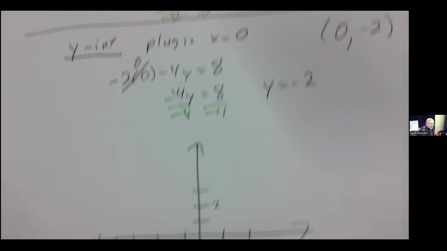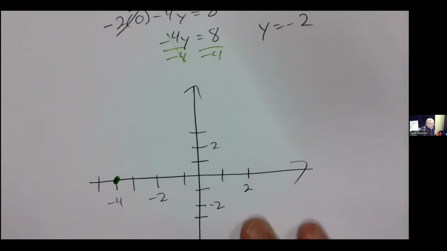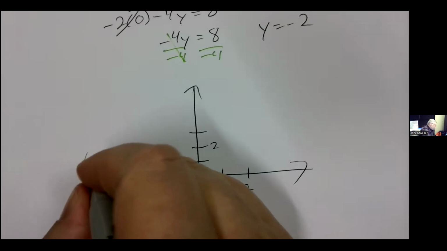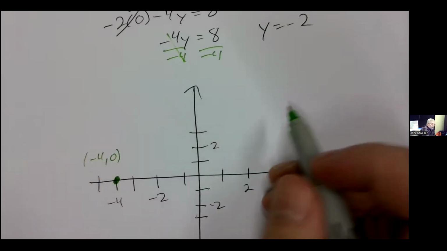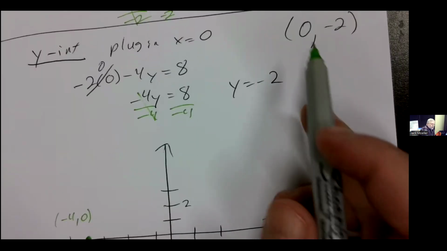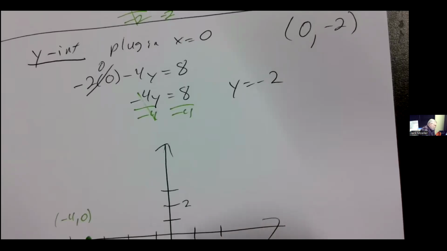All right, so plot your points. So we have negative 4, 0. That means go left 4, don't go up. So that's our negative 4, 0 point. And then 0, negative 2. So 0, negative 2 for our y-intercept says we don't go left or right, we just go down 2. And then you connect the dots.